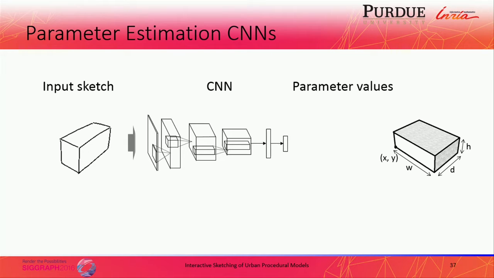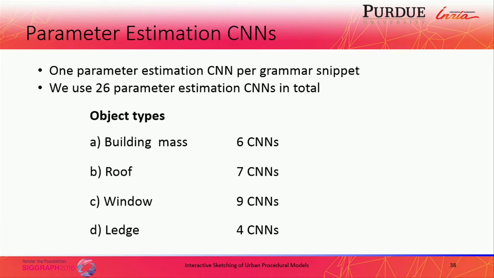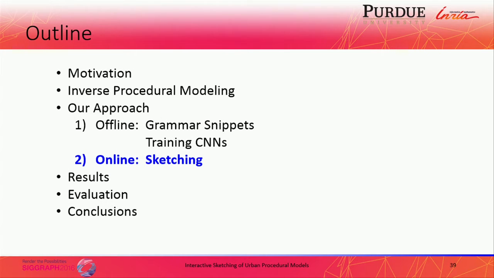We use 1 parameter estimation CNN per grammar snippet because each grammar snippet has a different number of parameters. We use 26 parameter estimation CNNs in total. Once the offline training is done, the trained CNNs are used to find the best grammar snippet and estimate its parameter values during the online sketching.